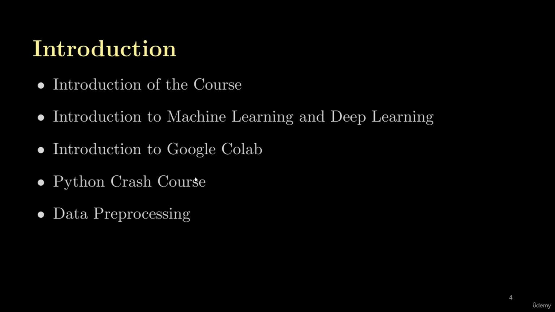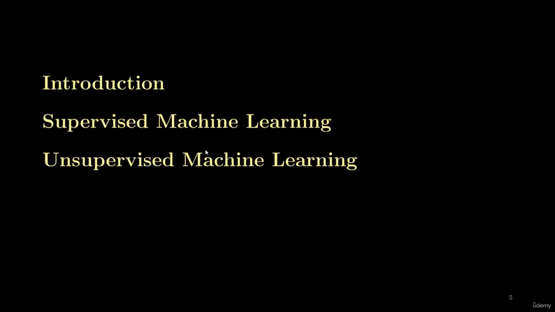Then we have a Python crash course. So if you do not know anything about Python, you do not need to worry. We have a Python crash course where we will learn the basics of Python and everything about Python that is necessary to understand this course. Then we have a data pre-processing section. In this section, we will learn how to pre-process the data before passing it to a machine learning and a deep learning model. So this is the first major component of the course, which is the introduction, and it has 5 sections. The second major component of the course is supervised machine learning.